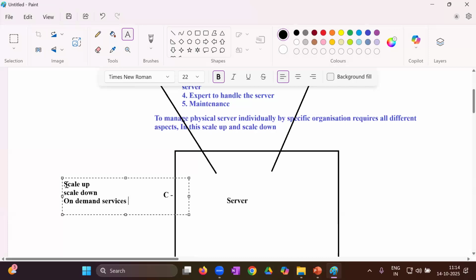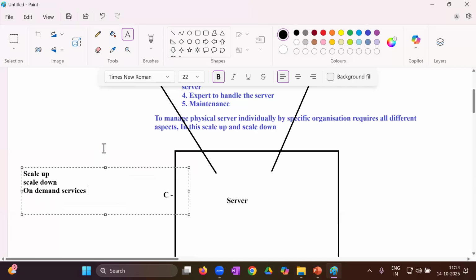Right? What it gives is on-demand services. Whenever I want the service, I will take it. If I don't want it, I will not. And for whatever services you use there, only for those will you be paying. It is a good option.